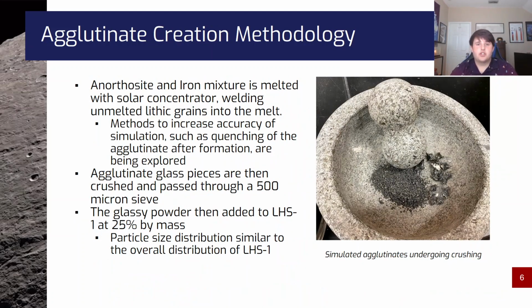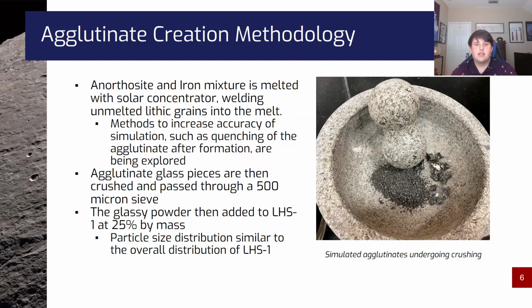So the methodology in which this simulant is created: an orthocyan iron mixture is melted with a solar concentrator, welding unmelted lithic grains into the melt, just as they would on the moon. Methods to increase the accuracy of the simulation, such as quenching of the agglutinin after formation, are currently being explored and added as we learn more.